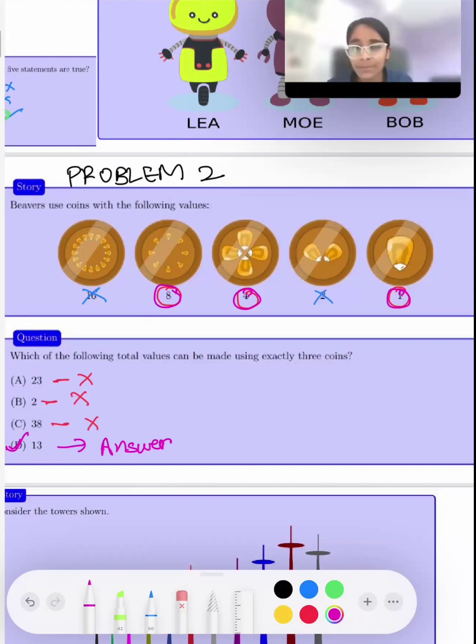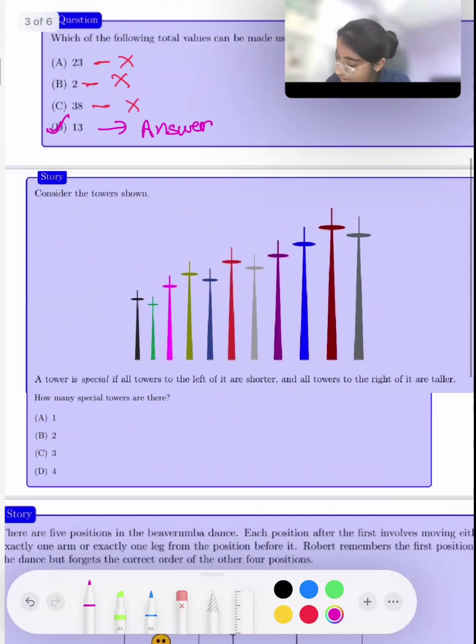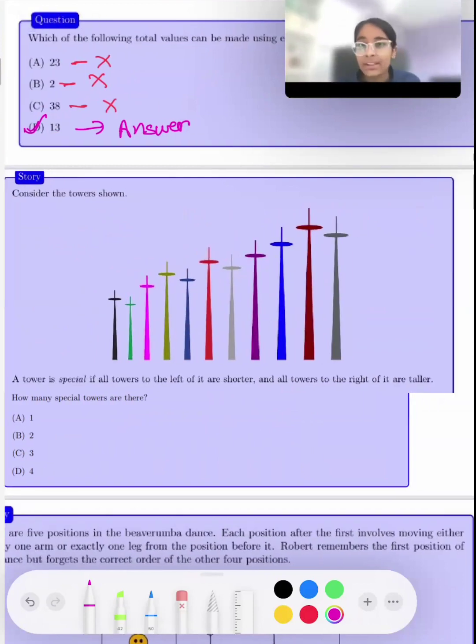Wasn't that problem really interesting? All right, now this might be a little harder problem. However, I think you all will be able to solve this. Now, this problem has lots of towers. And it says a tower is special if all the towers to the left of it, so for example, if I say this one, all the towers to the left side should be shorter than this one.